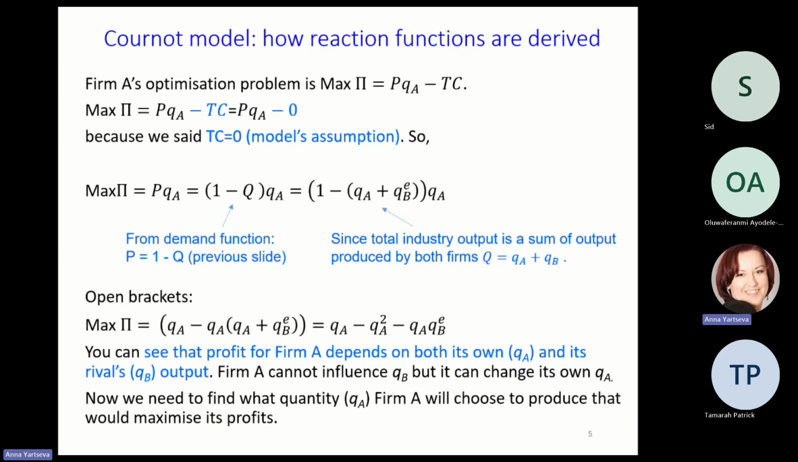So let's consider this problem from A's point of view. The optimization problem can be recorded like this. Company A tries to maximize their profit, which is equal to total revenue minus total cost for company A. So it's price times quantity produced by company A minus their costs. We know from our assumptions that costs are equal to zero. This is what we've assumed, right? Just for simplification. This means that we can actually get rid of this particular term in our profit formula.